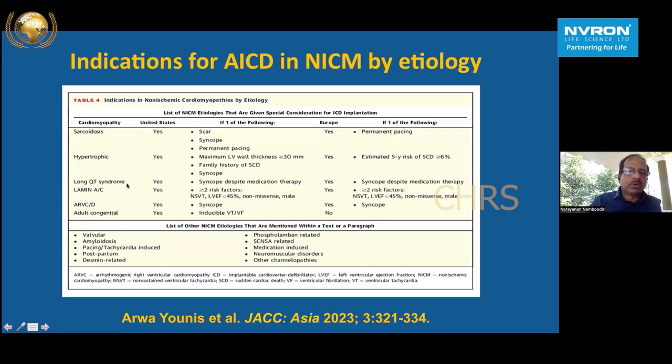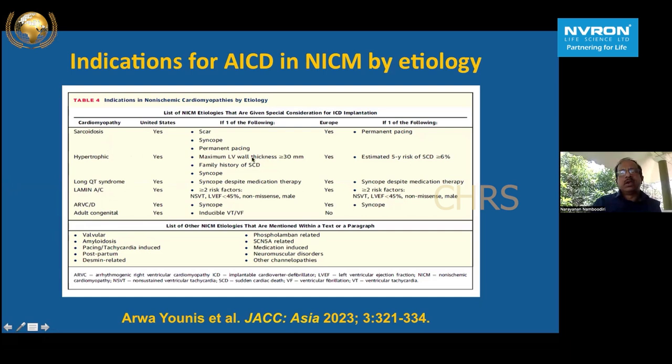They have included long QT syndrome as in the non-ischemic cardiomyopathy, which is truly a channelopathy, but that simply shows the heterogeneity in the population of non-ischemic cardiomyopathy, which could be a sarcoidosis, a reversible condition, hypertrophic cardiomyopathy, which is probably progressive in many, but not a reversible condition, long QT, then lamin-like cardiomyopathies, which have got a high propensity to develop conduction system problems and ventricular tachycardia, ARVC, grown-up congenital heart disease.